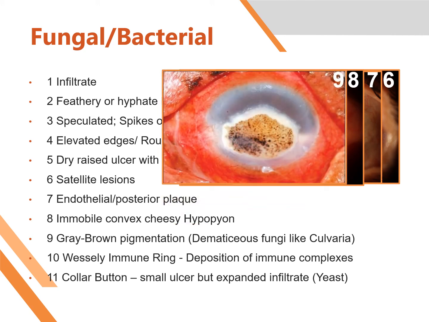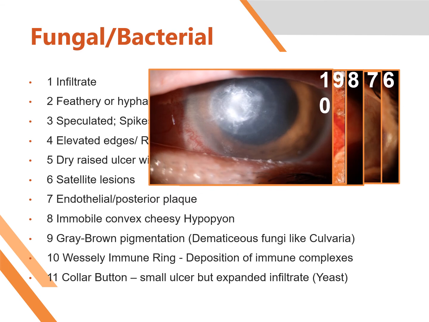Then is the pigmentation. If you have pigmentation on the ulcer, that is almost certainly because of pigmented fungi. Then is the immune ring. Immune ring can be present in fungal keratitis, and you can see the ring here, which may point out towards fungal keratitis, though it's also seen in viral keratitis.